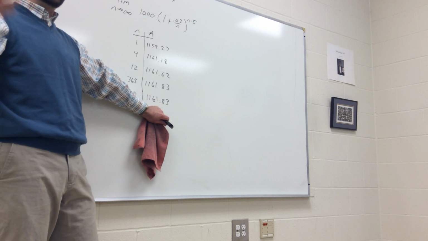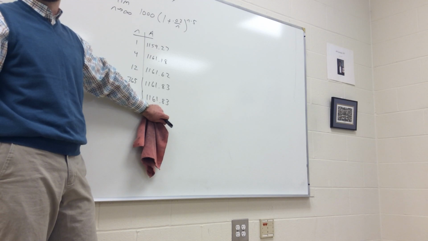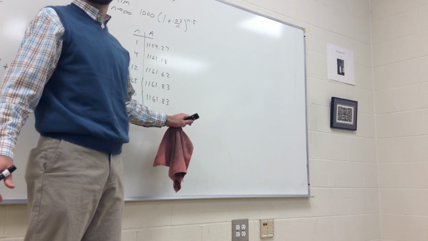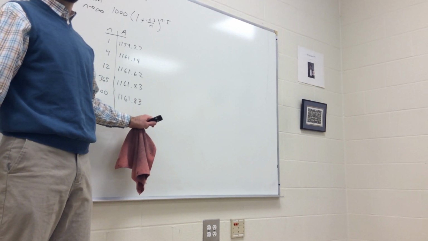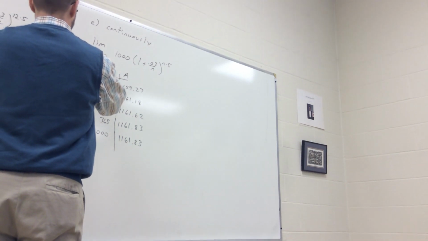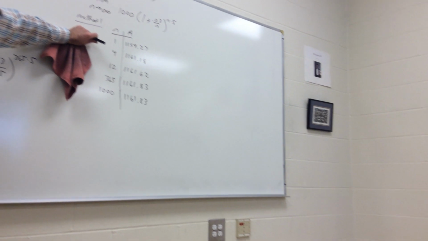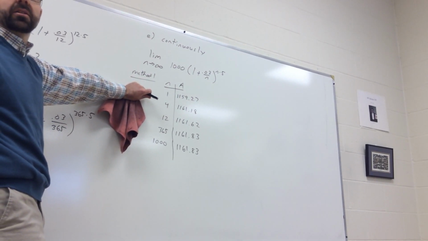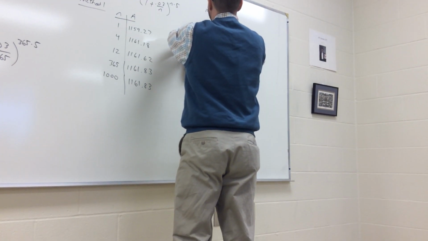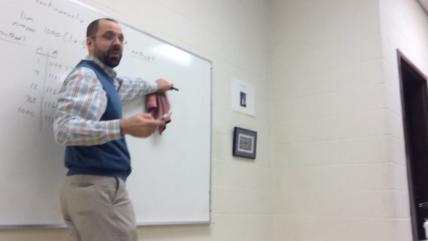Okay, so what's happening if you compound continuously is it's getting closer and closer to 1161.83. That's what compounding continuously means. But that was method one. I really wanted to do some calculus, and so I did a limit to figure that out, right? But in pre-calculus class, you had a formula for continuous compounding. So let's pull that one out.